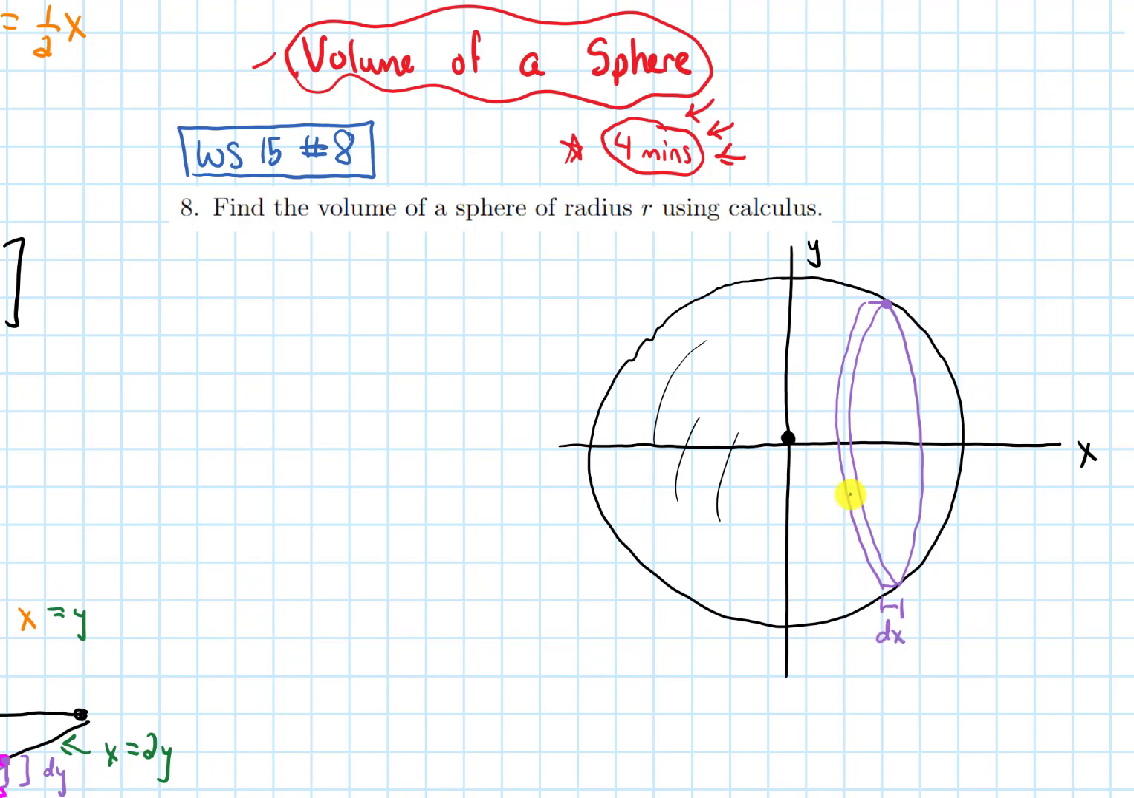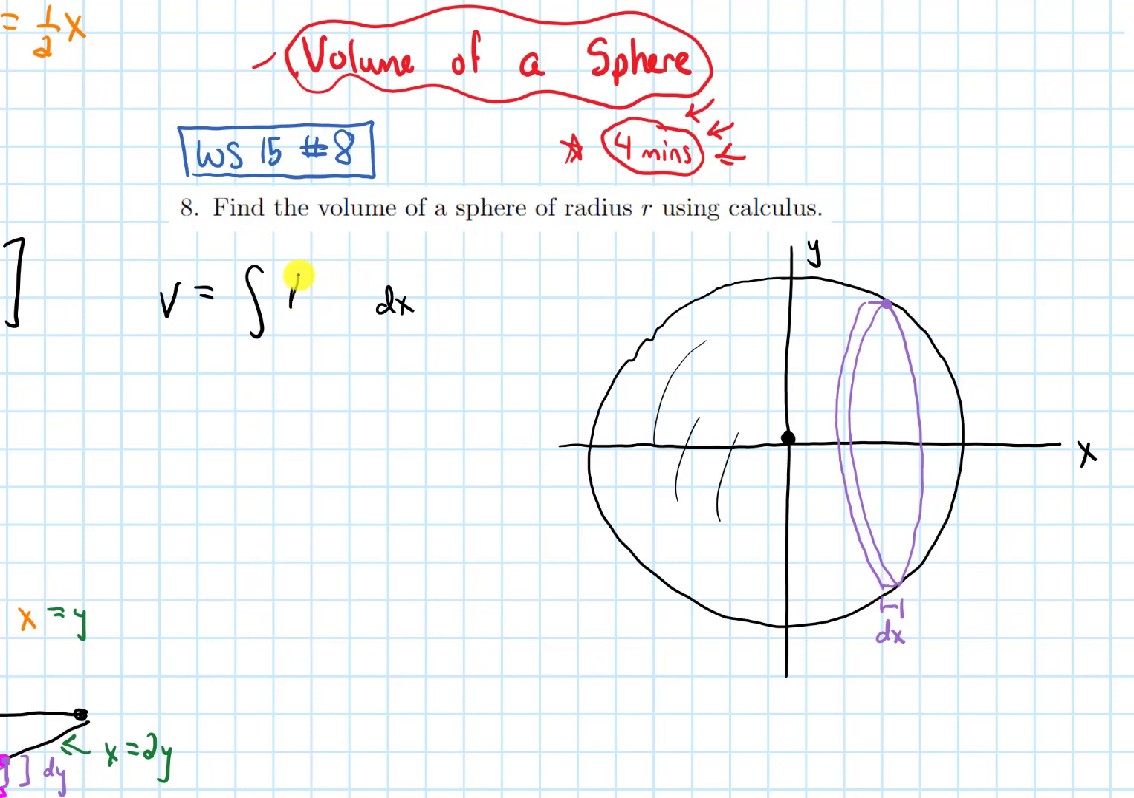I can't remember if I said add up areas of cross-sections or volumes of cross-sections. We're adding up volumes of a bunch of slices like this, and that gives me the volume of the whole thing as dx gets closer and closer to 0. So at this point, let's recall our formula for volume. It's going to be an integral, a dx integral, because the direction of the thickness is in the x direction.